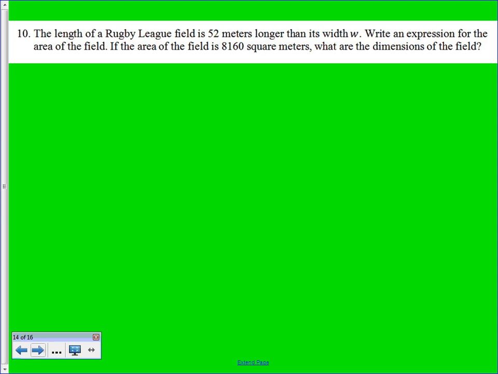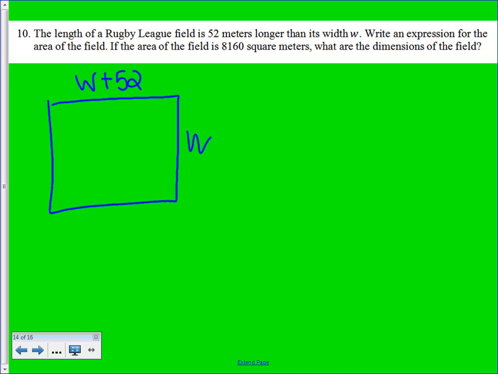All right, so we're talking about a rugby field. Again, pause the video, take a second to read through the word problem. So let's draw this rugby field. We have a width W, and then the length is 52 more than the width. So this is kind of like that pasta box problem from our last test. So we know area is length times width. What I'm going to do to give us nicer numbers is change our area to be 8,540. So I'm going to have the area equal to 8,540.